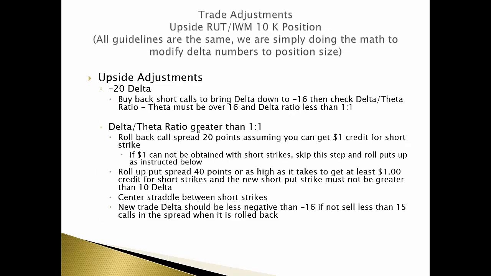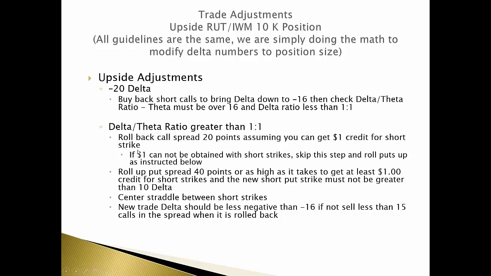Trade adjustments for the IWM are exactly the same thing, except we're just cutting the delta numbers to represent our trade size. So if you just do the math and say I had a $50,000 trade size, now I have a $10,000 trade size, our maximum negative delta would go to 20. Our theta must be over 16. The 1-to-1 delta theta ratio is 1-to-1, so that doesn't change.